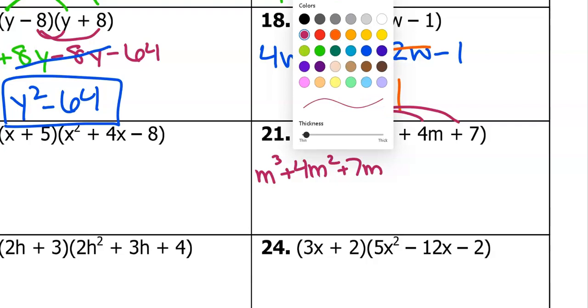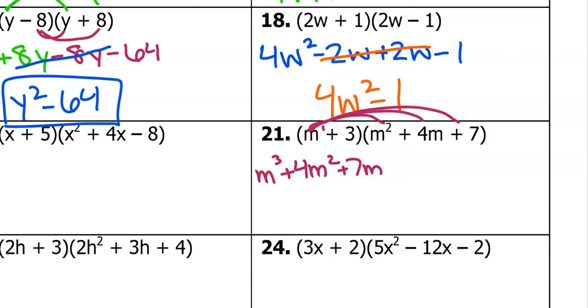And then m times 7. Yeah, we're going to do the same thing, but now we're going to do it with the 3. So 3 times m squared. 3 times 4m. And then 3 times 7.